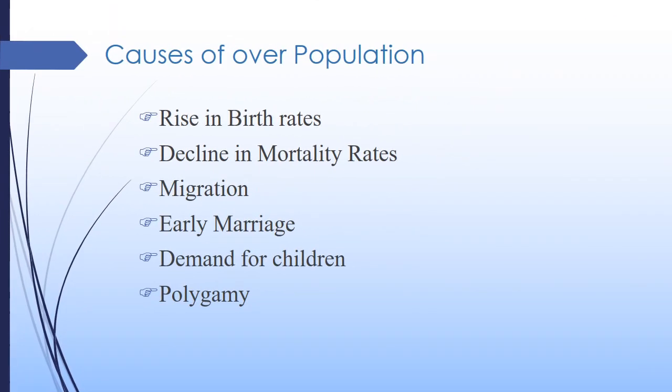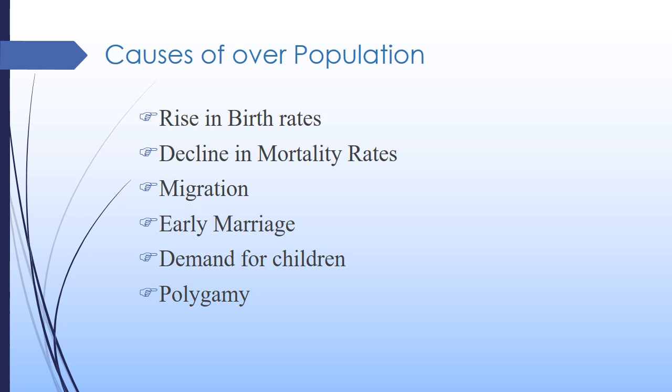Next we will see the causes of overpopulation. What are all the causes of overpopulation? First one is a rise in birth rates. What is the reason the birth rate is increasing nowadays? Mainly improvement in maternal nutrition, increased information and education activities, awareness among the public, women's education, and small family norms all lead to a rise in birth rates and a decline in mortality rate. Death rates are decreasing.